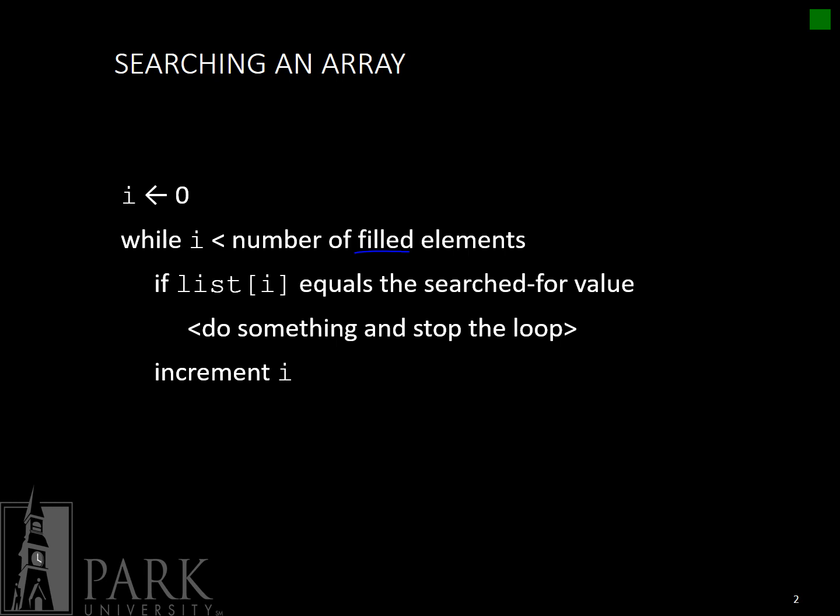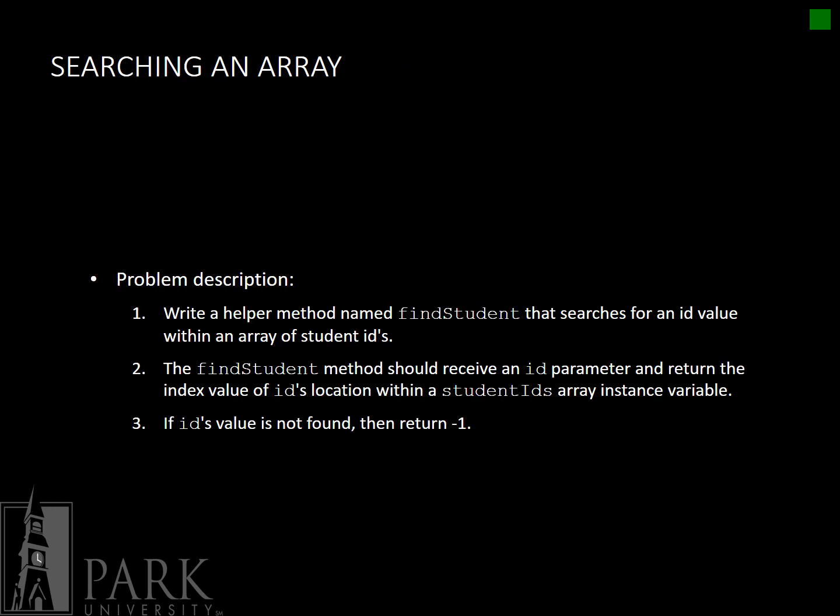So we're going to work through all these different algorithms in class, but you should try to implement them on your own to see if you can figure it out. So given this problem description, I want you to write a helper method named findStudent that searches for an ID value within an array of student IDs. The findStudent method should receive an ID parameter and return the index value of the ID's location within the student IDs array instance variable. And if the ID value isn't found, then return -1.